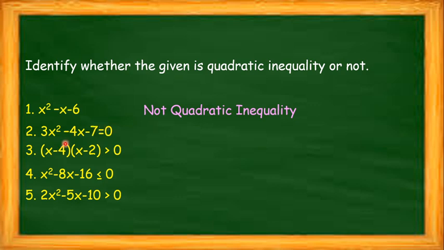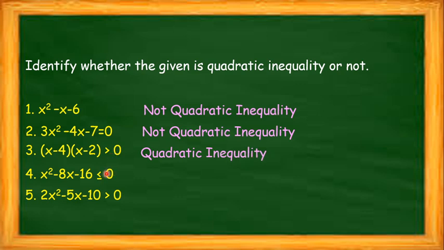Number 2. It is quadratic because there is degree of 2, but there is a symbol equal that is for equality, not inequality. Therefore, this is not quadratic inequality. While number 3, it is not obvious that it is an example of quadratic because you have to first multiply x and x so we can obtain the degree of 2. Therefore, this is quadratic and it uses greater than symbol. Therefore, it is quadratic inequality.